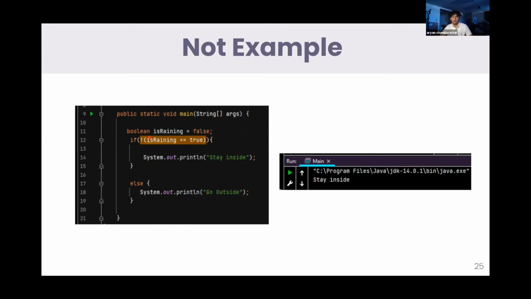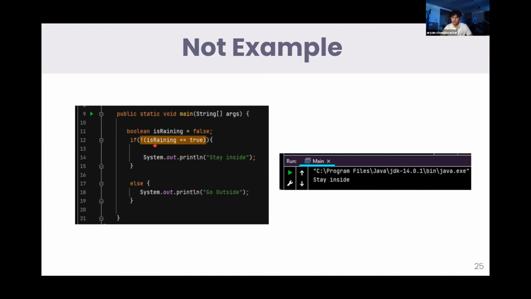So again, the not operator is just an exclamation point. And here we have an if statement. And inside our if statement, we have the not operator, the exclamation point, basically saying whatever is inside this thing, just think of the opposite. So inside it, it says is raining is true. We know here that is raining is false. So what this is saying is do the opposite. So this checks if is raining is false, even though it says true, all because of this operator.